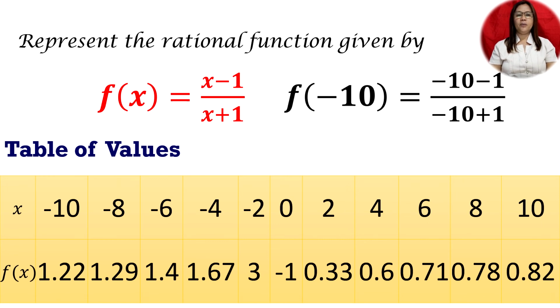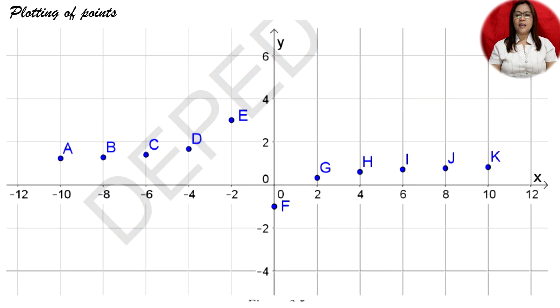If x is equal to -2, f(x) is equal to 3. If x is equal to 0, f(x) is equal to -1. If x is equal to 2, f(x) is equal to 0.33. If x is equal to 4, f(x) is equal to 0.6. If x is equal to 6, f(x) is equal to 0.71. If x is equal to 8, f(x) is equal to 0.78. And if x is 10, f(x) is 0.82.